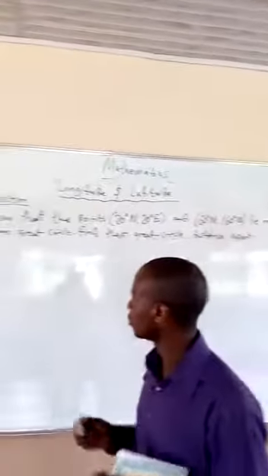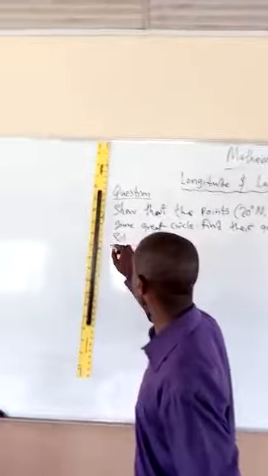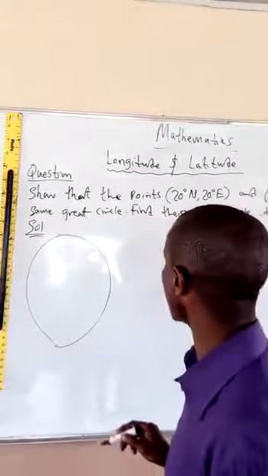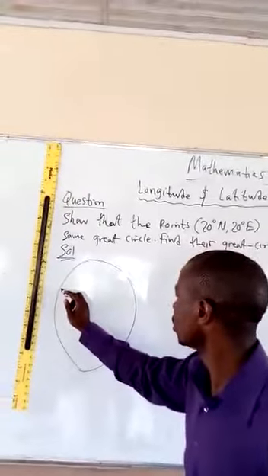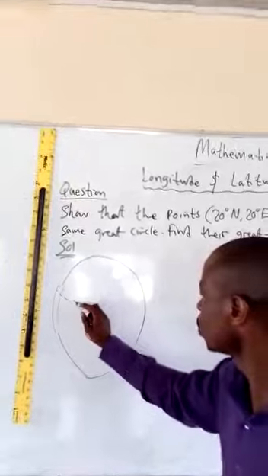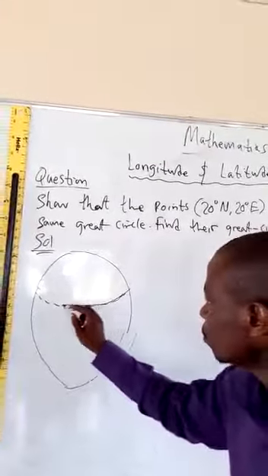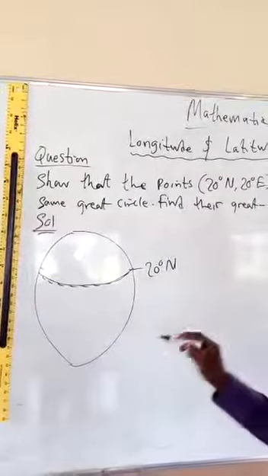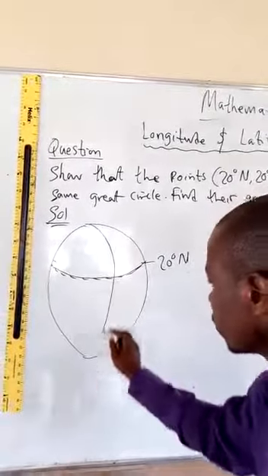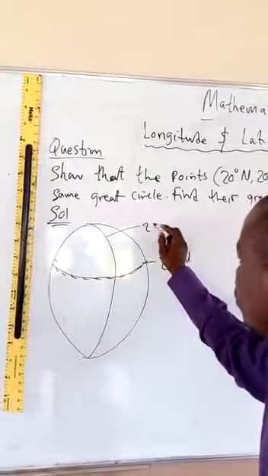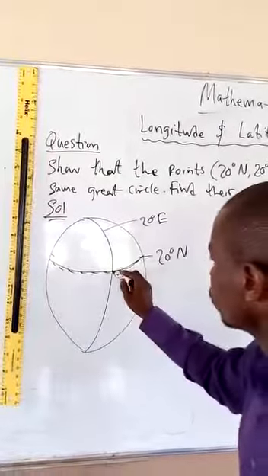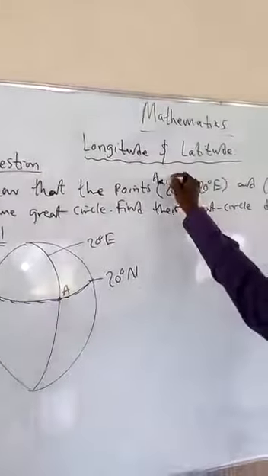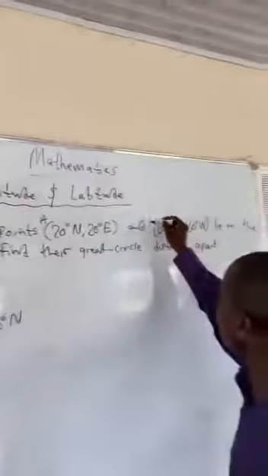To solve this question, the first thing we need to do is to draw a diagram, to sketch the diagram. In the diagram, we have the point 20° north, 20° east. So that's the first point. We assume the first point here is point A, and the second point here is point B.